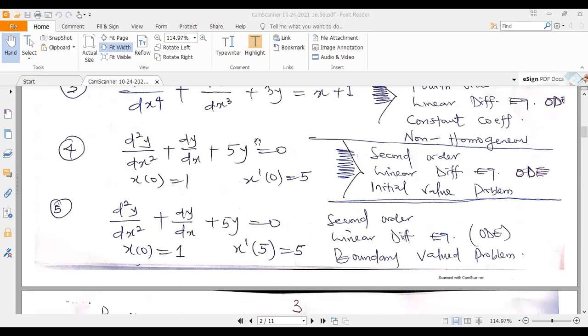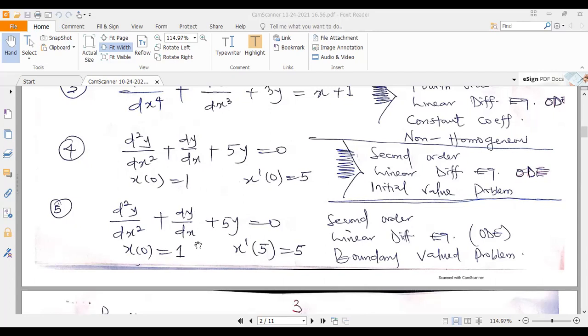Don't forget that in the case of second order, if you have to solve a second order equation, you need to integrate twice, isn't it? And by the time you integrate twice, you have two constants. For you to find the two constants, you need two conditions. Now look at the two conditions. The first one is specified at 0. The second one is also specified at 0. Because the two conditions are specified at 0, we are going to call this one an initial value problem.